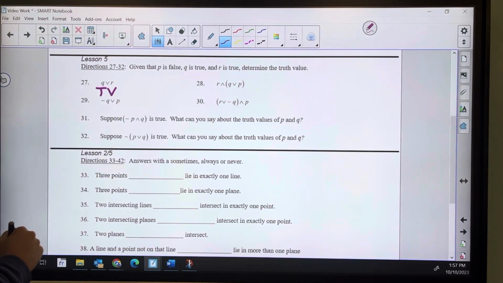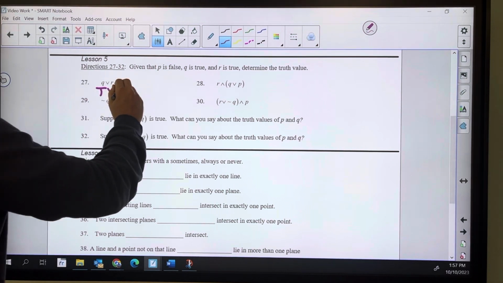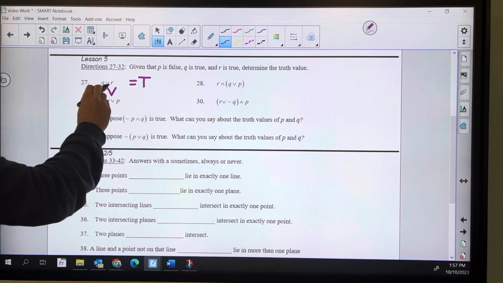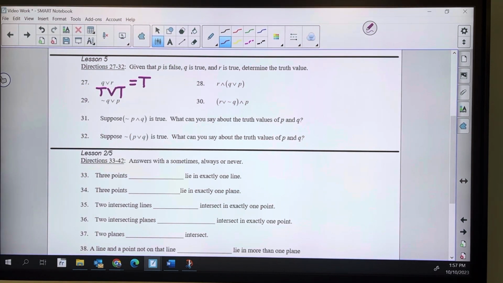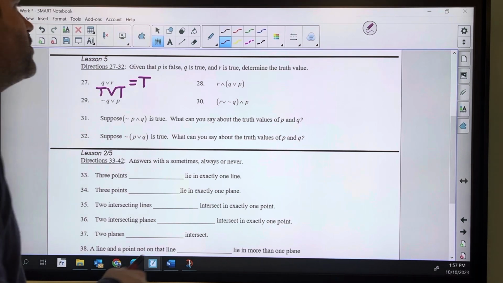That V means or, so we only need one of them to be true. Right away, I can look at this and say this is true. But since we're finishing this out, we've got true or true, which means that we've got a true statement.